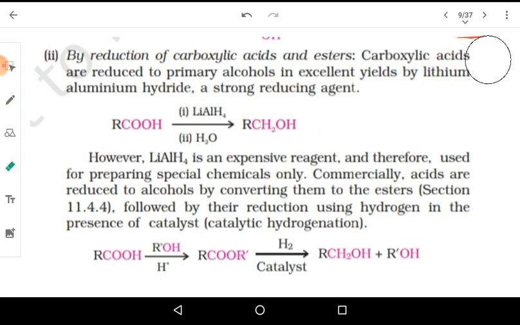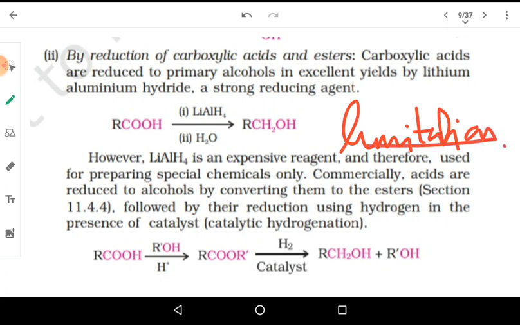Now here we can see that there is a limitation for this reaction. So let us see what is the limitation for this reaction. The major limitation is that LiAlH4 is a very expensive reagent, and as a result it can be used for preparing special chemicals only. However, if we have to prepare it commercially, acids are first reduced to alcohols by converting them into esters. So first we are going to convert them into esters.